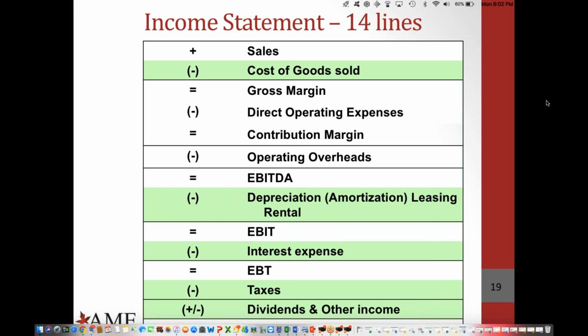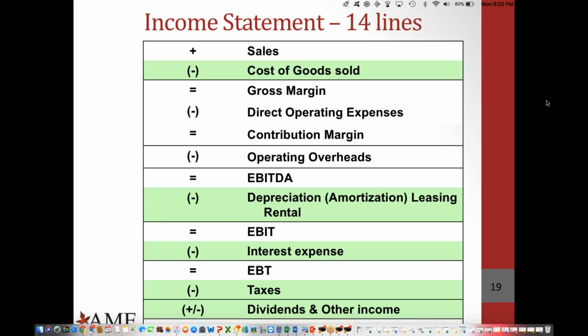Interestingly to me, the two categories, the cost of goods sold and the direct operating expenses, are strictly variable costs. They are going to change with the level of output. The operating overheads are kind of quasi-fixed. If you buy a new quarter, you probably aren't going to change how much you pay your accountant very much. From EBITDA up, it's all operations. Below EBITDA, it's now capital.